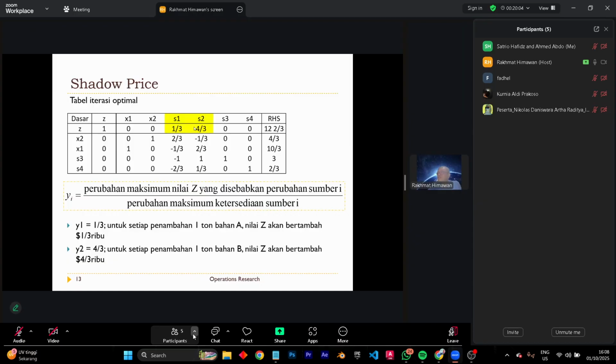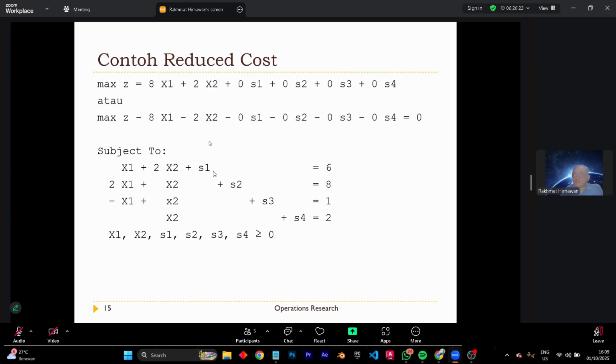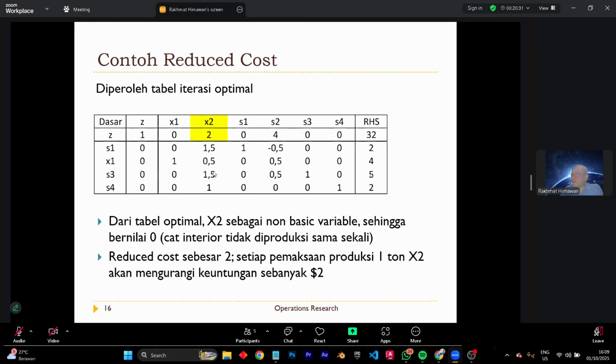Okay. Now, there is another concept called reduced cost. It only works for variables that are 0, and for the previous case, there is no information about this. What is reduced cost? This is a similar base problem, but with different coefficients. Basically, on the final, we have this result. For example, this is a similar case. This is the final result.